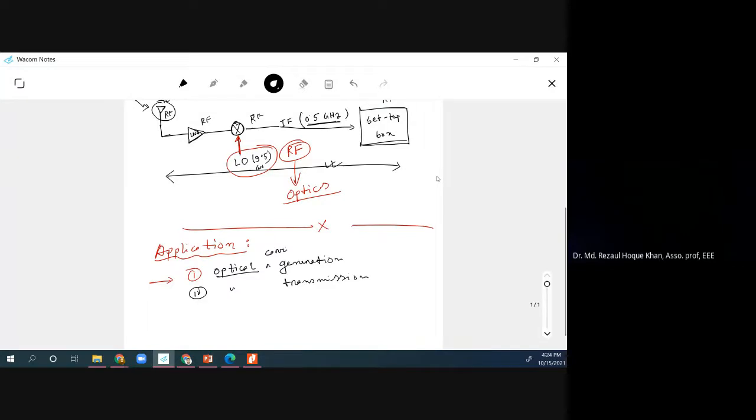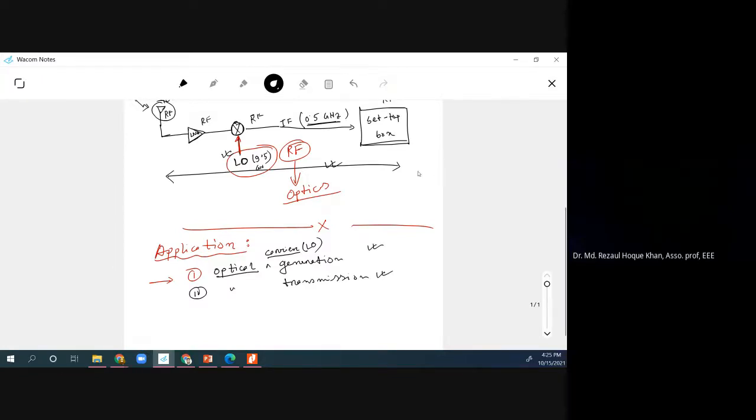You see this yellow Local Oscillator, it was previously RF. We want to convert it to optics, so it is called optical carrier generation. LO comes from the local oscillator, from the RF domain. When we go to the optical domain, we usually do not call it LO, we call it carrier. It's still a local oscillator signal. So we can generate an optical LO, or we can transmit an optical LO.